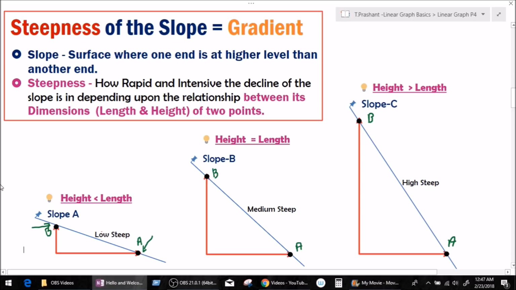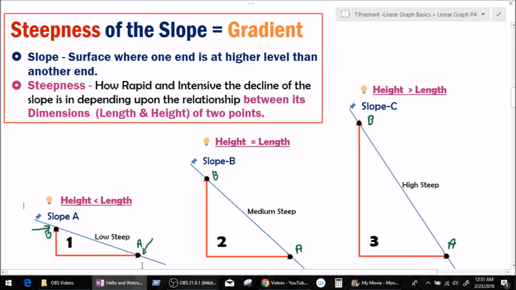Keep in mind that this slope is facing downwards to the right direction. And the same concept applies to shape 2 and shape 3, where 2 points A and B are connected with the help of a straight line, which gives out the slope of those 2 points, which is slope B in shape 2 and slope C in shape number 3.